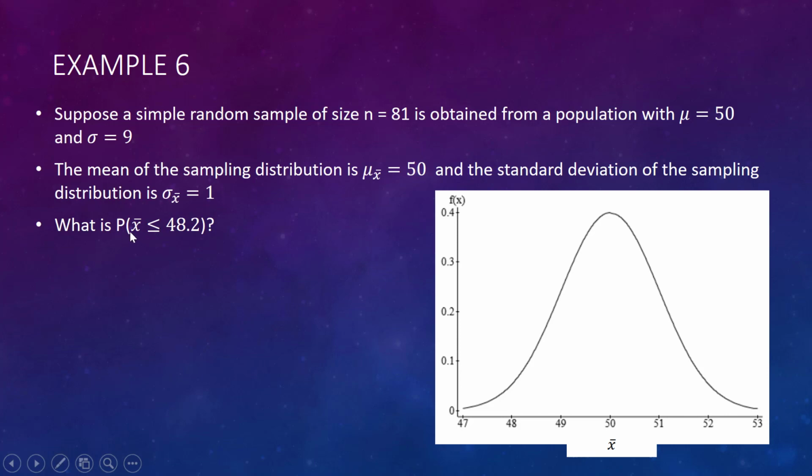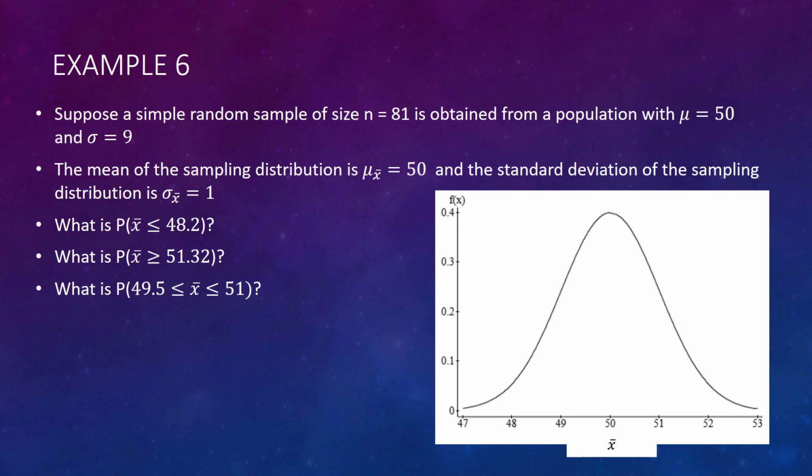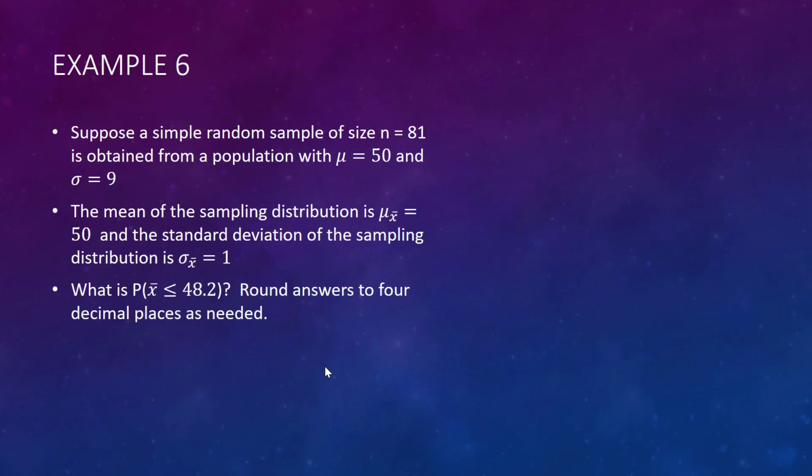So we want to find out what is the probability of our sample mean being less than or equal to 48.2. What's the probability that it's greater than or equal to 51.32? And what's the probability that it's sandwiched in between 49.5 and 51? And we're going to be rounding all of our answers to 4 decimal places. So let's start with the first problem. What is the probability that our sample mean is less than or equal to 48.2? And again, we're rounding to 4 decimal places.